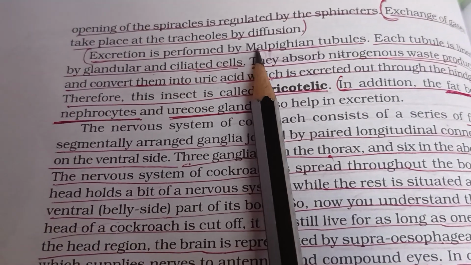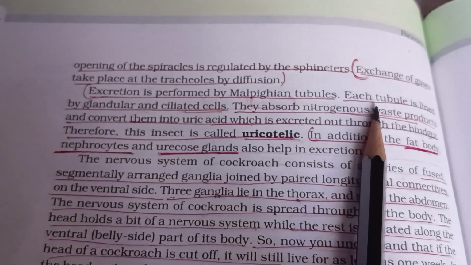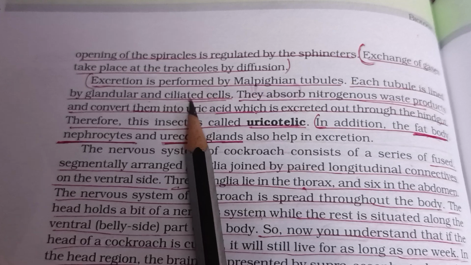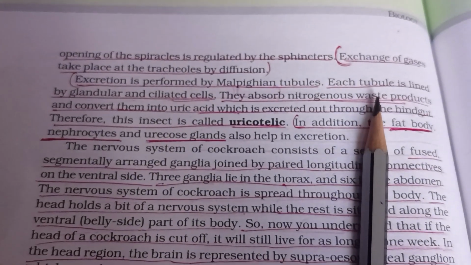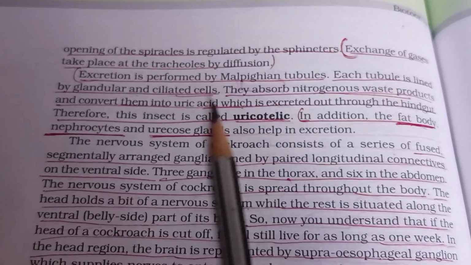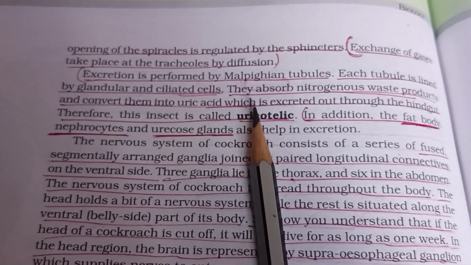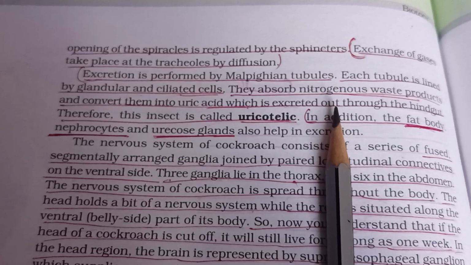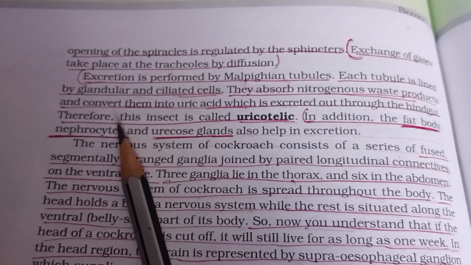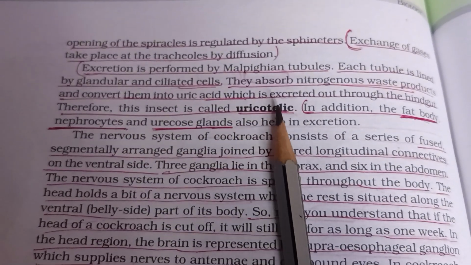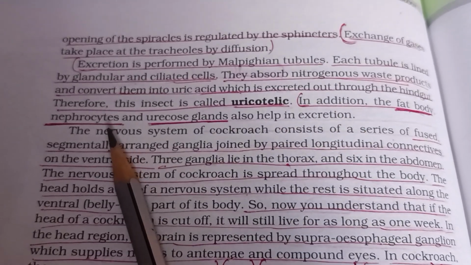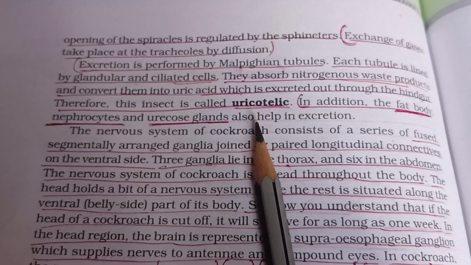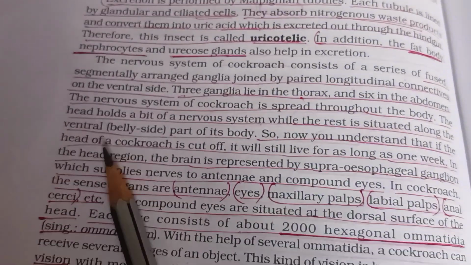Excretion is performed by Malpighian tubules. Each tubule is lined by glandular and ciliated cells. They absorb nitrogenous waste products and convert them into uric acid, which is excreted out through the hindgut. Therefore, this insect is called uricotelic. In addition, the fat bodies, nephrocytes, and uricose glands also help in excretion.